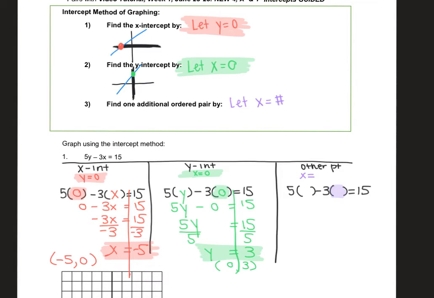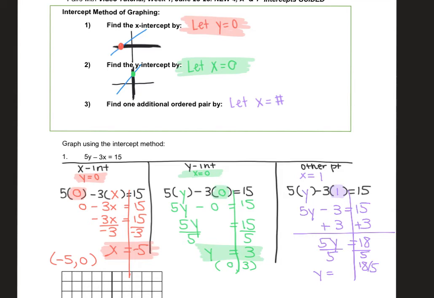Now, for my other point, I don't really know what's going to work or what's not going to work for this one, so I'm just going to let x equal 1. So I plug a 1 in here. I don't have a y, so I have 5y minus 3 equals 15, because 3 times 1. And this is an equation where I have to add 3 to both sides. I get 5y equals 18. I divide both sides by 5, and I get y equals 18 over 5.